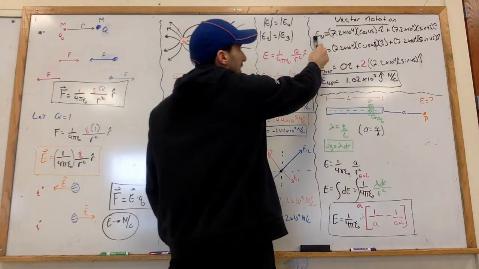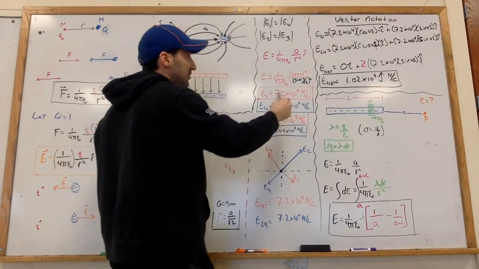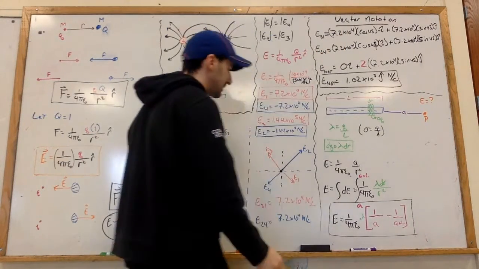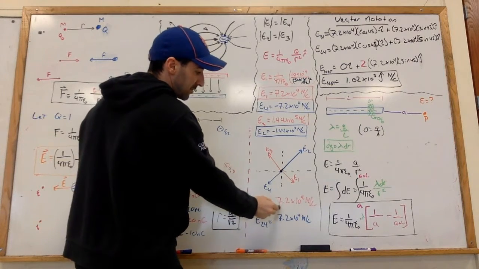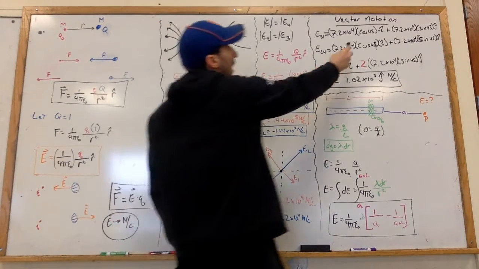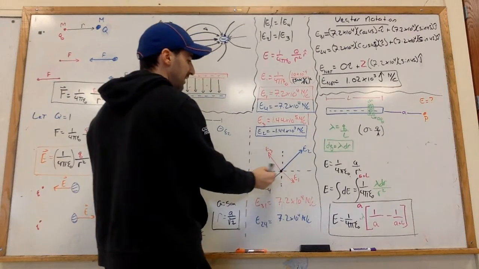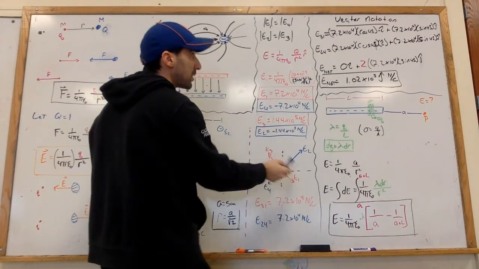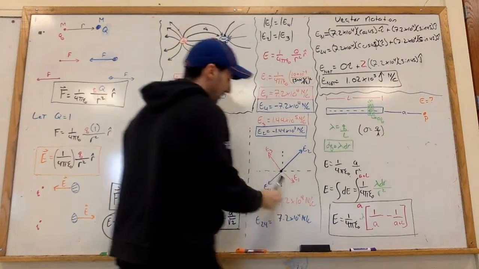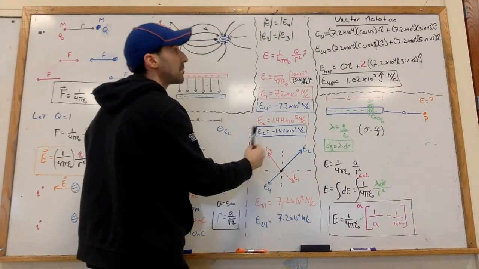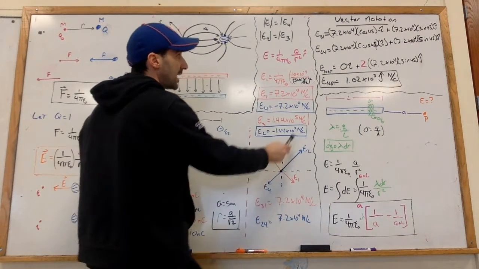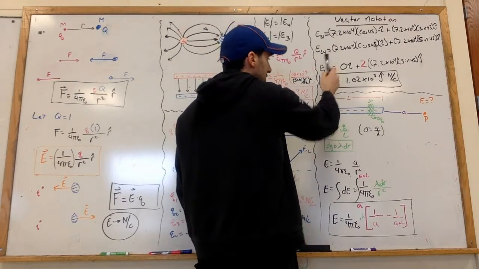So here I have the electric field of 3, 1. After I subtract them out, it is 7.2 times 10 to the 4th, times cosine of 45 in my negative i hat, plus 7.2 times 10 to the 4th, times sine of 45 in my positive j hat direction. I do the same thing for the electric field of 2, 4.